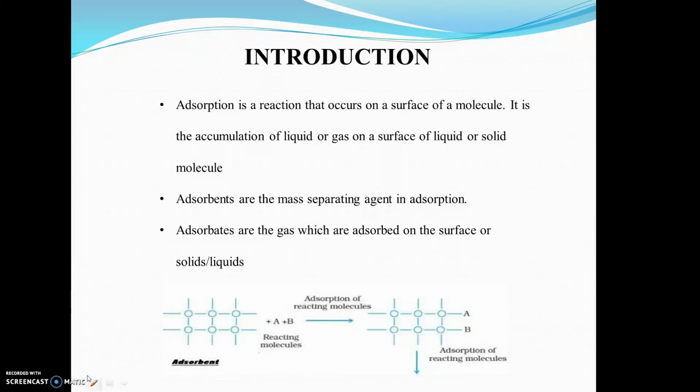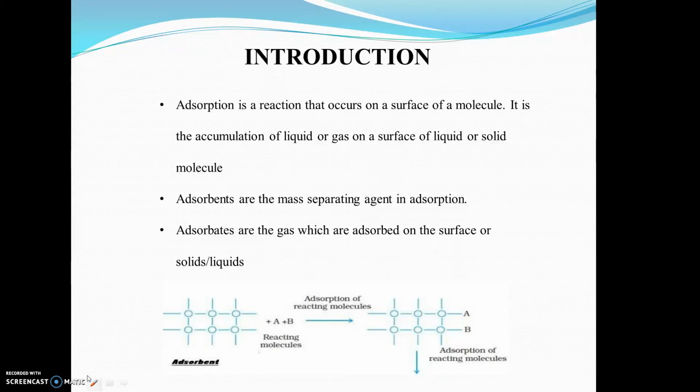Okay, our reaction ensemble molecular simulation involves the study of adsorption. So adsorption is a reaction that occurs on the surface of a molecule. It is the accumulation of liquid or gas on the surface of a liquid or solid molecule. Adsorption can also be defined as the accumulation of concentration on a surface. Another way of defining adsorption is the strength of interaction between the adsorbent and adsorbed molecules.